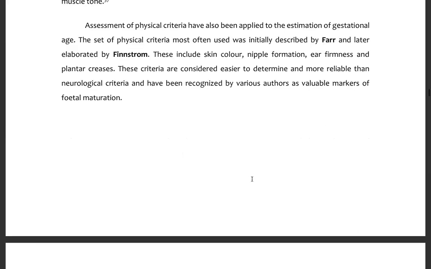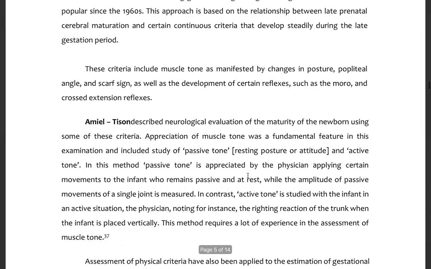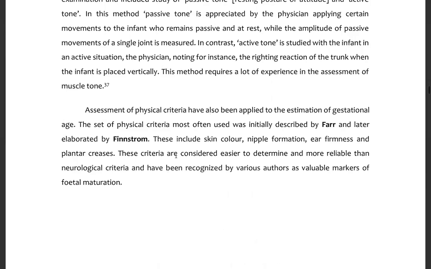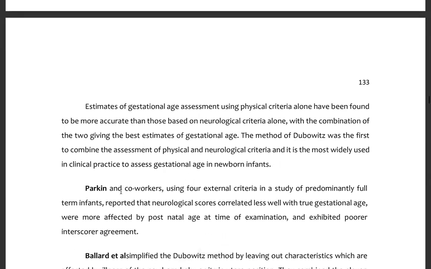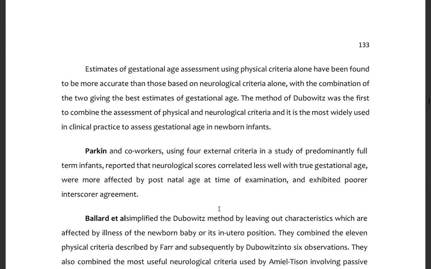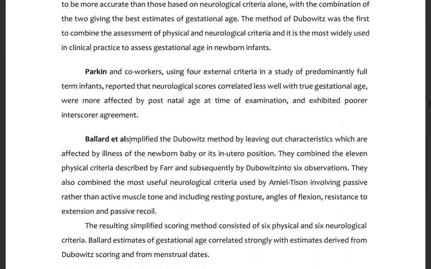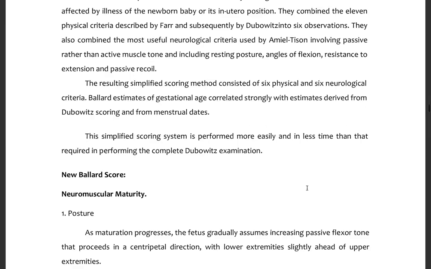You just remember the names. Anterior lens capsular vascularity. Then the Amiel-Tison angles, which is neurological evaluation by passive tone. And then Farr and Finnström and Parkin's method. Just remember the names. What Ballard has done is combine everything: the neurological maturation and physical maturation. So then we have the Ballard scoring system.